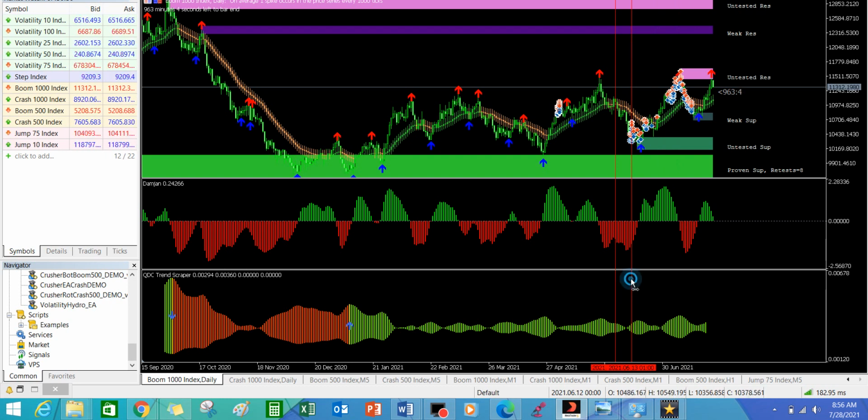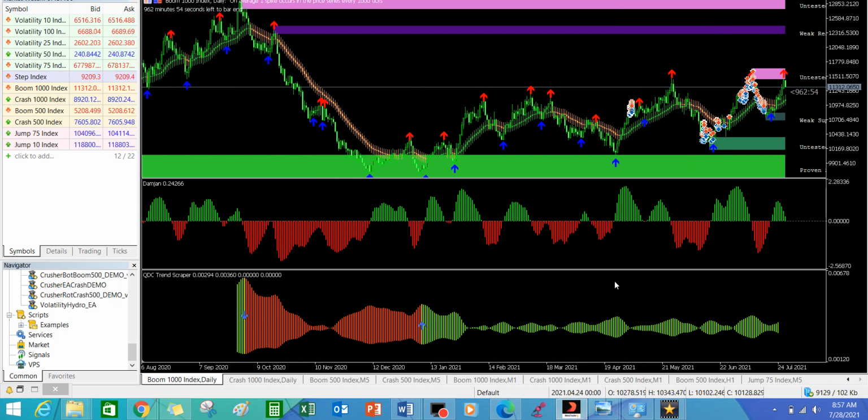So like I said, whenever you want to know your market movement, all you need to do is to have your chart on the daily time frame. When you have your chart on the daily time frame, you can see that each of the candles represents a day.